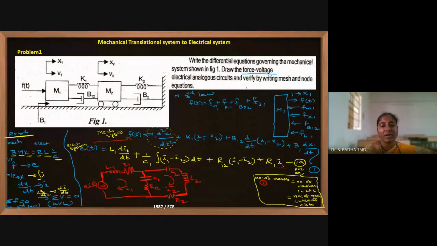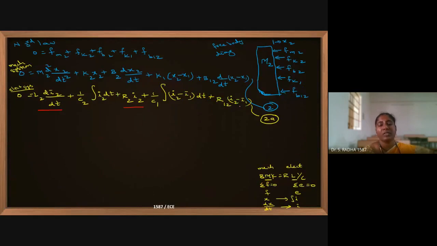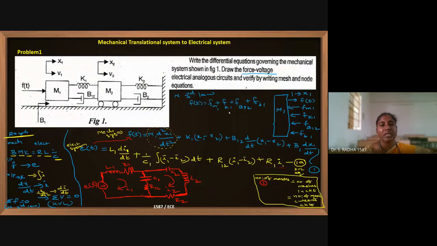So this completes it, because all the terms of equation 2a are done. That is the last term, no further terms are present. So our circuit is completed.